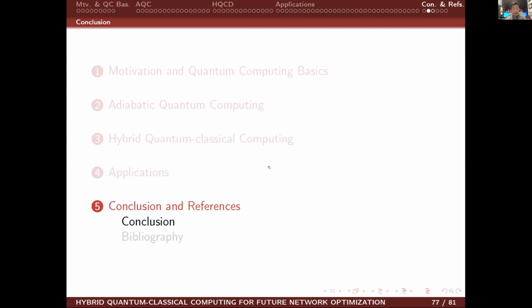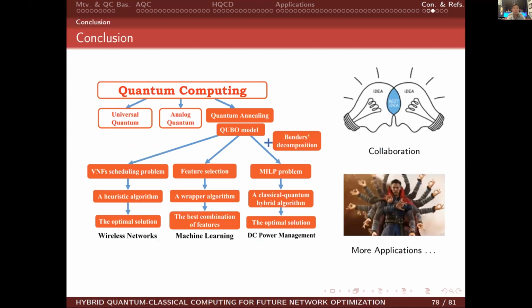Okay, and finally we have the conclusion. For quantum computing, the majority is still in the physics part. And typically they have 3 types: universal quantum, analog quantum, and quantum annealing. Universal quantum has the advantage that it can solve many astonishing things. For example, all the security, all this kind of crypto key, can be solved with universal quantum. However, the number of qubits available is still limited.